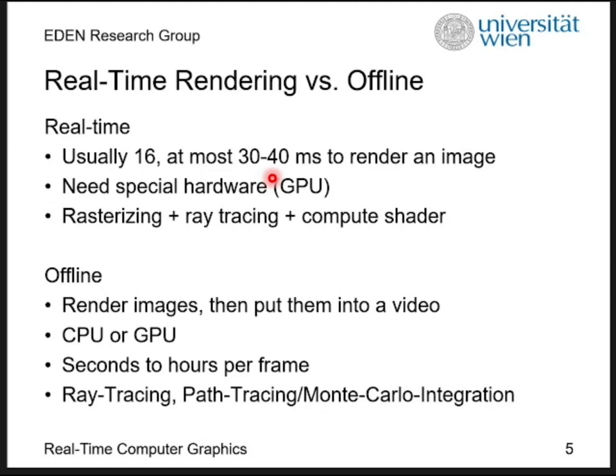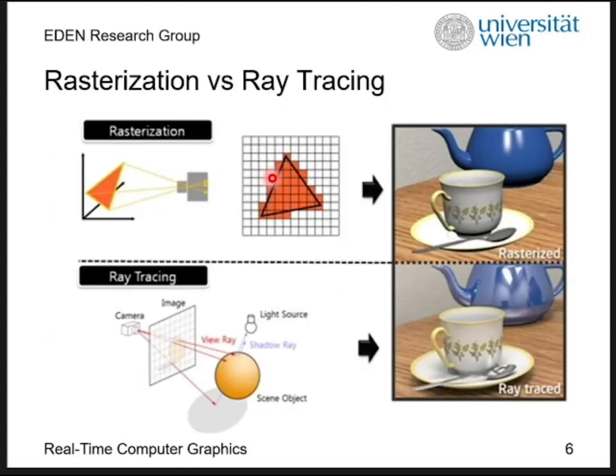But this is not what we're talking about. We're talking about really the real-time aspect. Now, as I said, we have two basic options. One is rasterizing, one is ray tracing. And the rasterizer will take any object that you can triangulate.